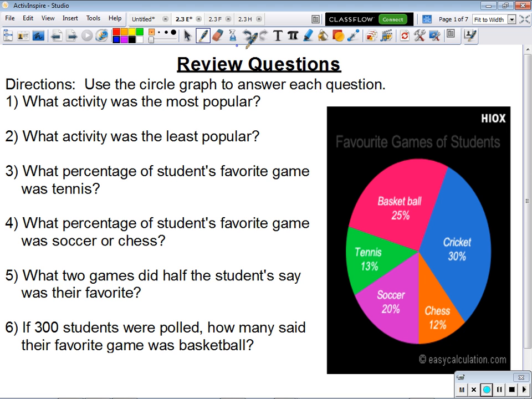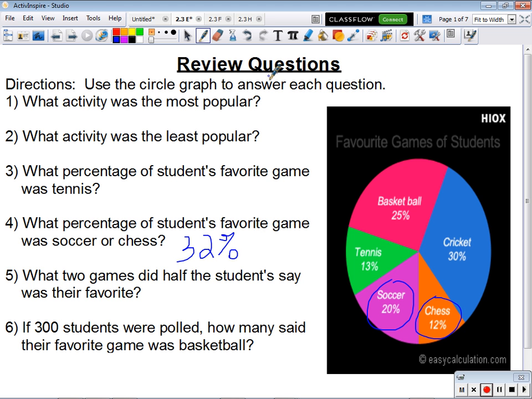Question number 3 says, what percentage of students' favorite game was tennis? If you go over to here, tennis, 13% of the students said tennis was their favorite game. So that's the answer for number 3. Number 4 says, what percentage of students' favorite game was soccer or chess? I've got soccer here at 20%, I've got chess here at 12%, and if I put those two together, that would equal 32%. So that's the answer for number 4.